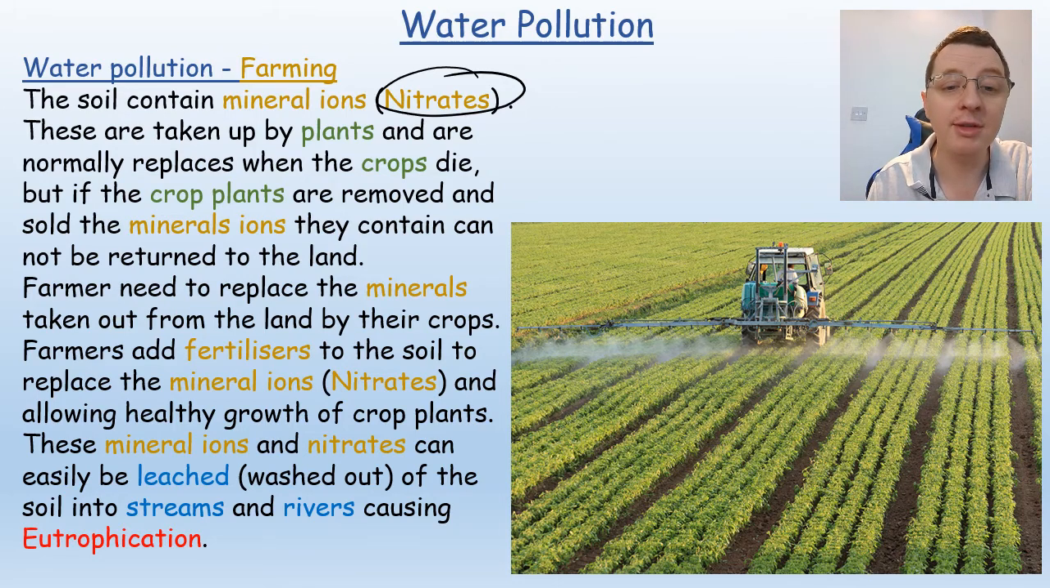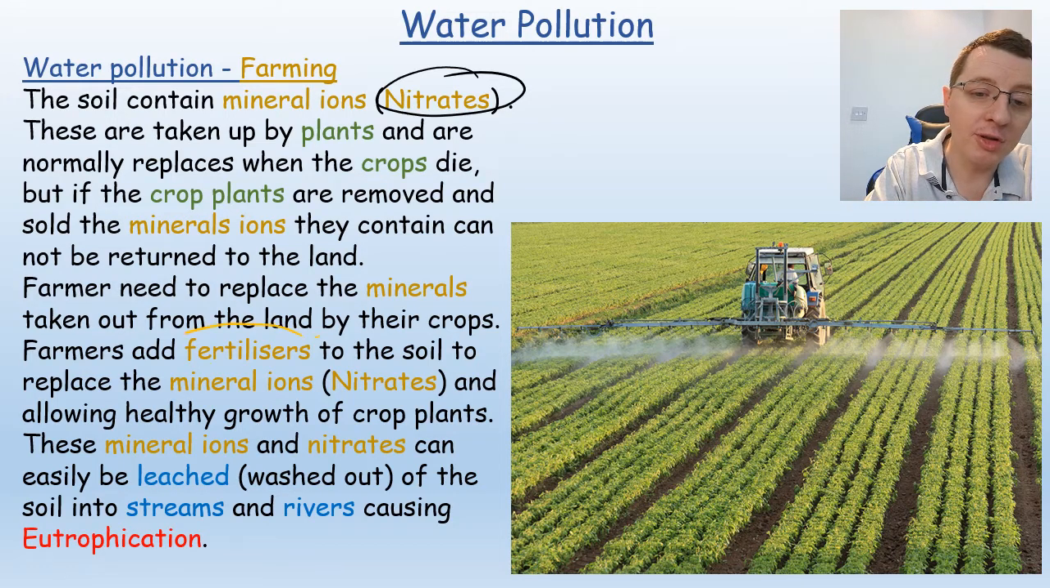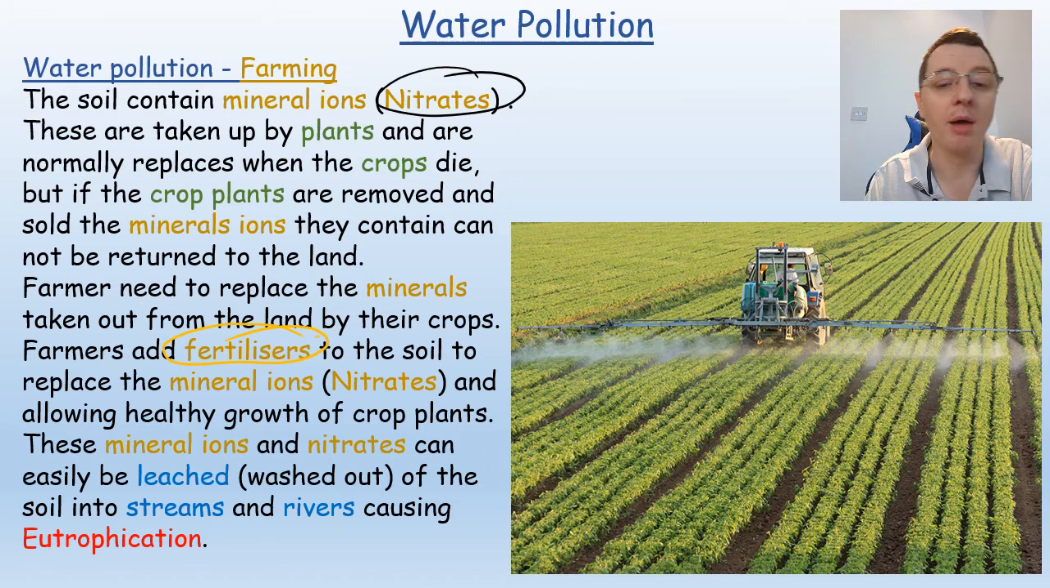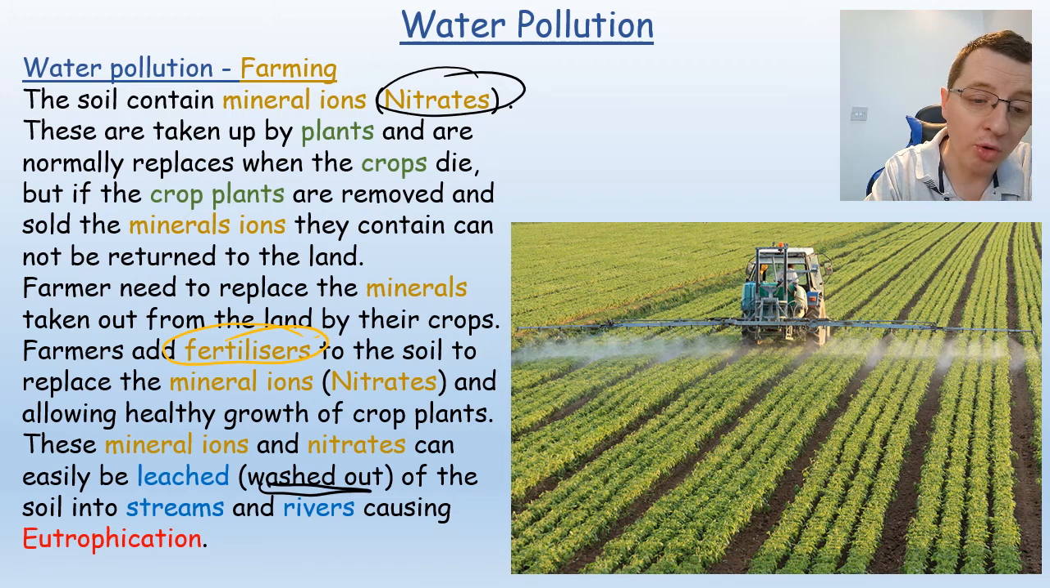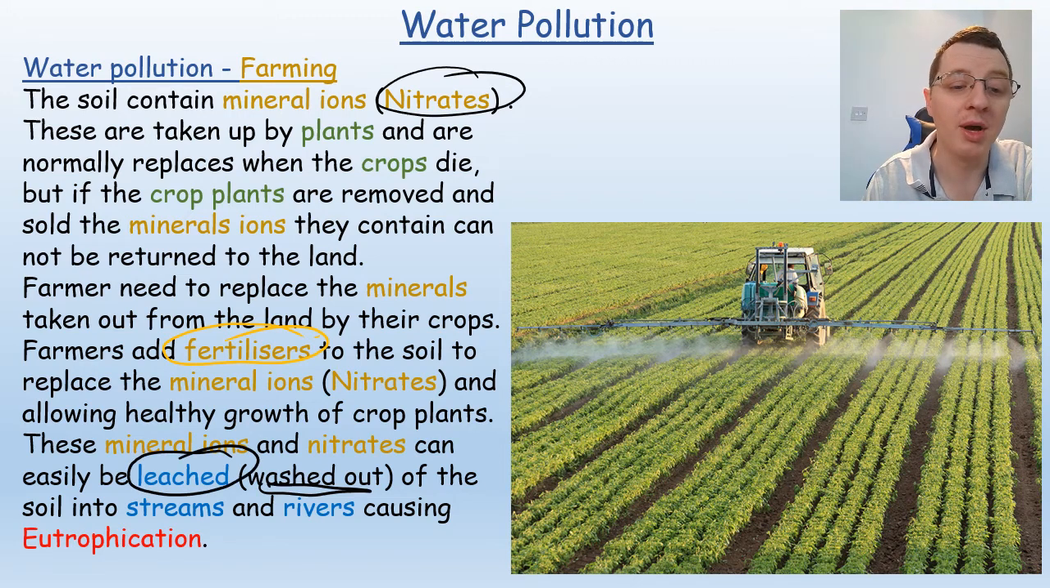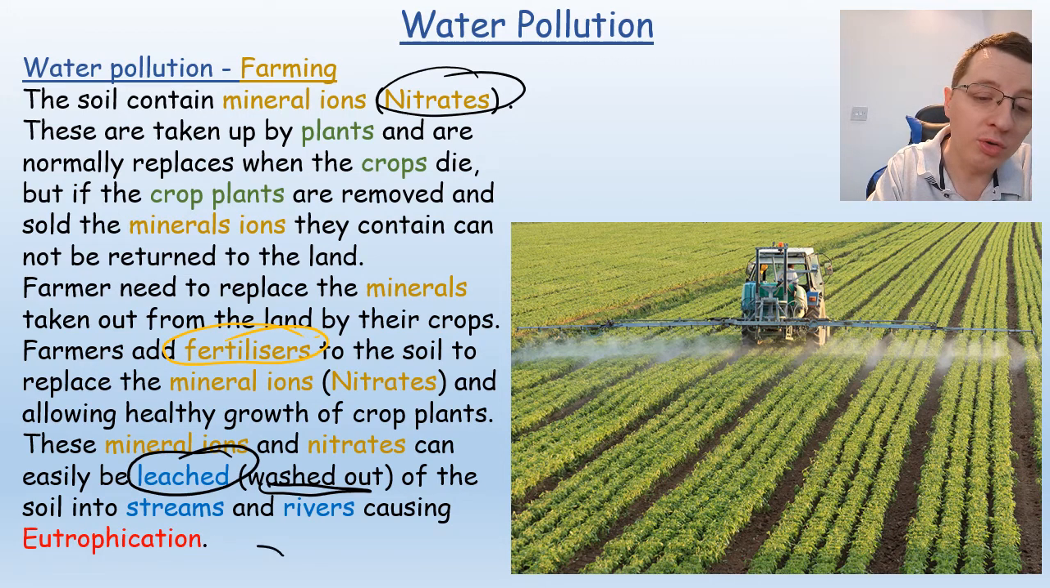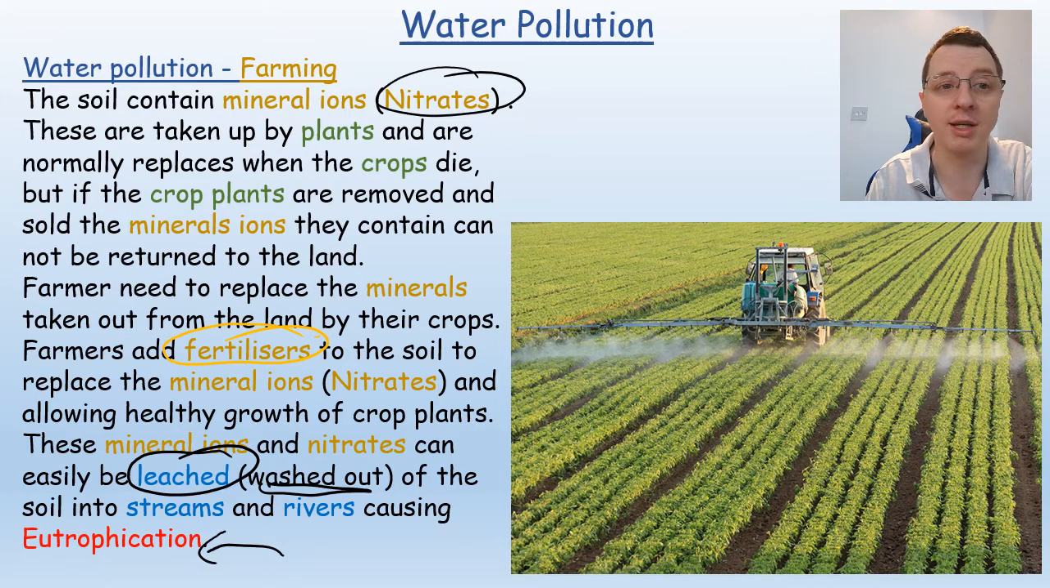So the farmer needs to replace the minerals taken out from the land by their crops, and to do this, farmers will add fertilizers to the soil to replace the mineral ions and nitrates, and this will allow the healthy growth of crop plants. However, these mineral ions and nitrates can easily be washed out or leached out of the soil into streams and rivers, causing this process of eutrophication.